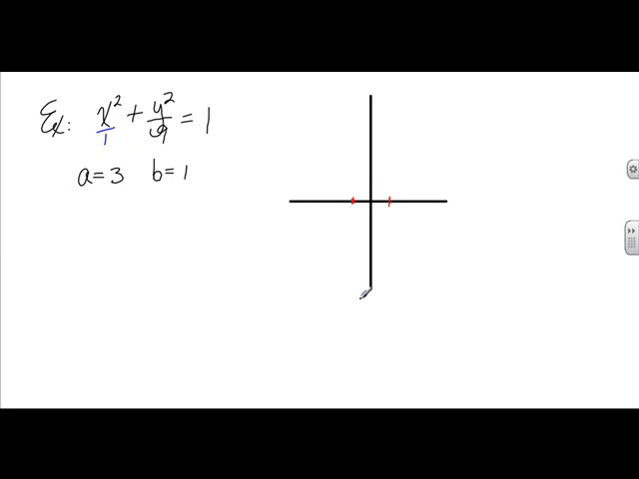Whatever number is under y squared, take the square root of that number. That's how far up and down you count. So I know, based on the fact that I've got an ellipse that crosses the x-axis at -1 and +1 and the y-axis at -3 and +3, that we have a vertical major axis. So I can sketch this curve.